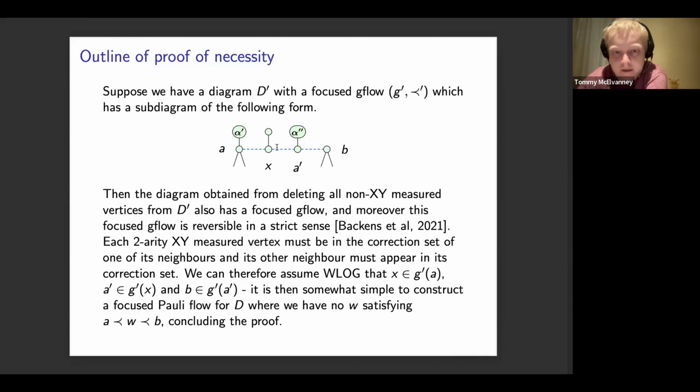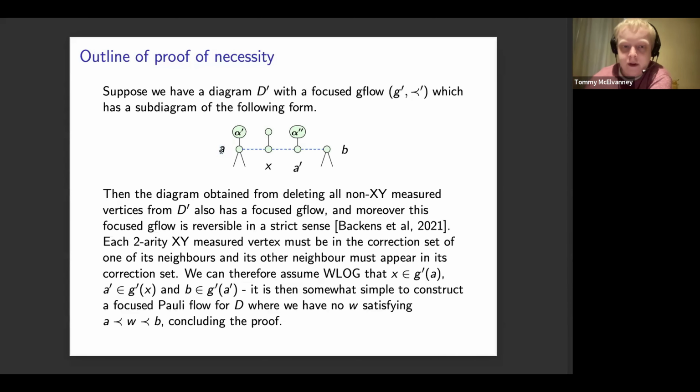And so one corollary of this is that all two arity vertices must have one neighbor which is in their correction set, and it must be in the correction set of their other neighbor, so that when we reverse the diagram, each vertex is still in the odd neighborhood of its own correction set. And so for this diagram to be reversible, we know that X has to be in the correction set of A primed and have A in its own correction set, or the other way around. And so what this means is we can construct a G-flow for this.